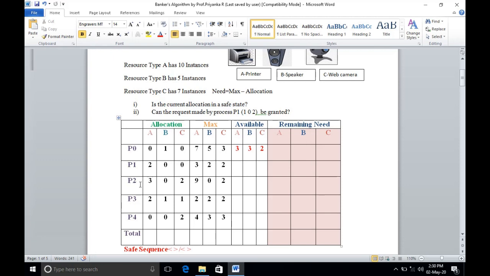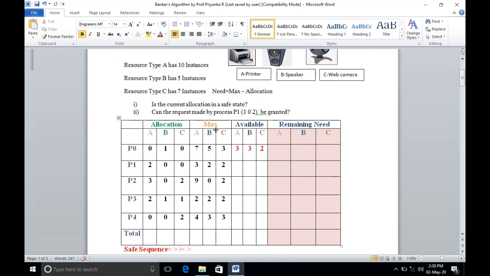Process P2 has been allocated three printers, no speakers, and two web cameras. P3 has two printers, one speaker and one web camera. P4 has zero printer, zero speaker and two web cameras. So this is the allocation table that we have to understand at a particular point of time.